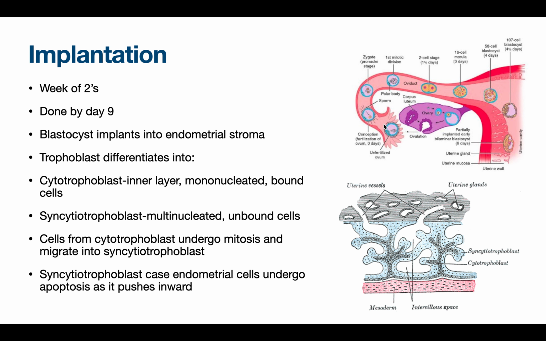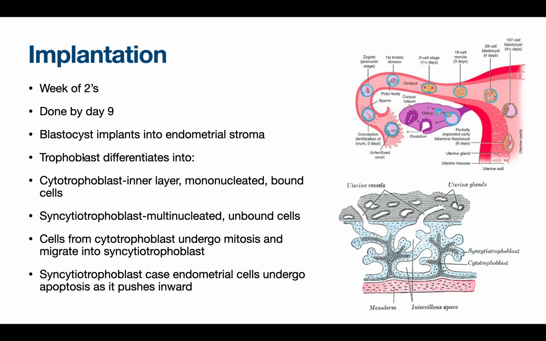Here it goes. So remember, it's the fertilized ovum from the ovary, and then once the egg and sperm join, that's conception, and then it's the zygote. During the first mitotic division, it forms the polar body, and then it's into the two-cell phase. This is still in the fallopian tube. The 16-cell phase is the morula, and then it becomes the blastocyst. And then it starts implanting.